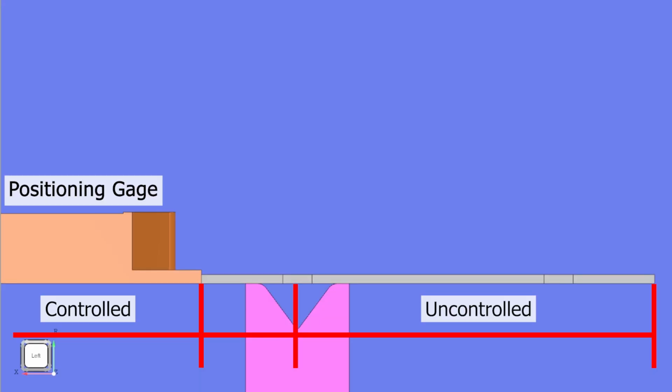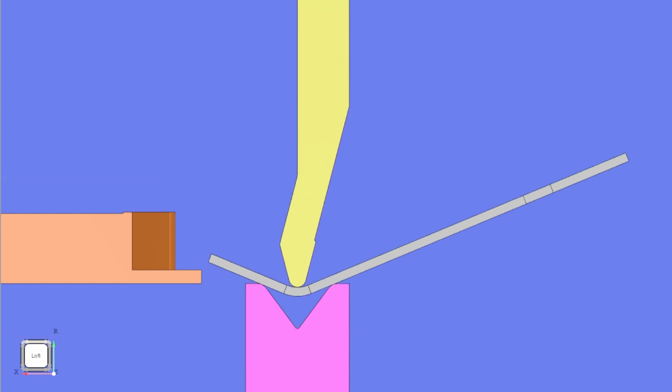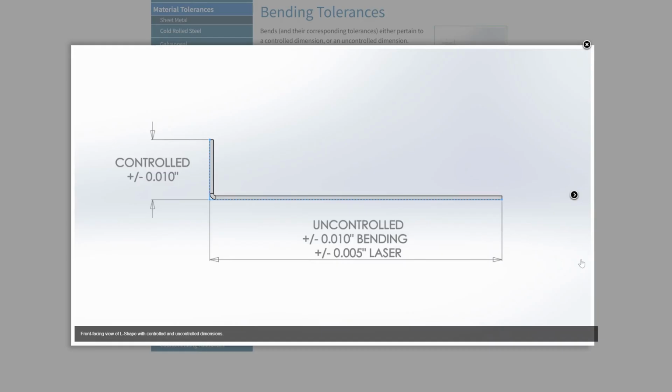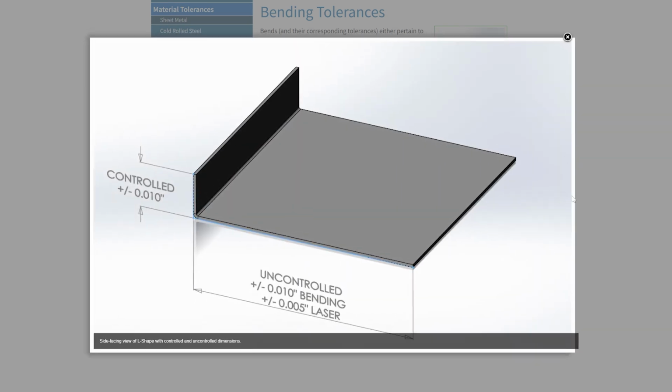Now, bends in sheet metal and their corresponding tolerances either pertain to a controlled dimension or an uncontrolled dimension. Controlled dimensions refer to the length of the flange of any bend. Controlled dimension bend tolerances are standalone and therefore do not need to be considered in relation to any other bend. Uncontrolled dimensions, on the other hand, refer to the other areas of the part where the bend starts.